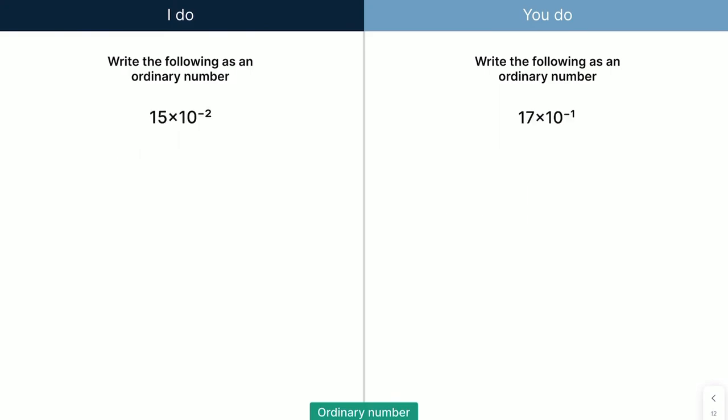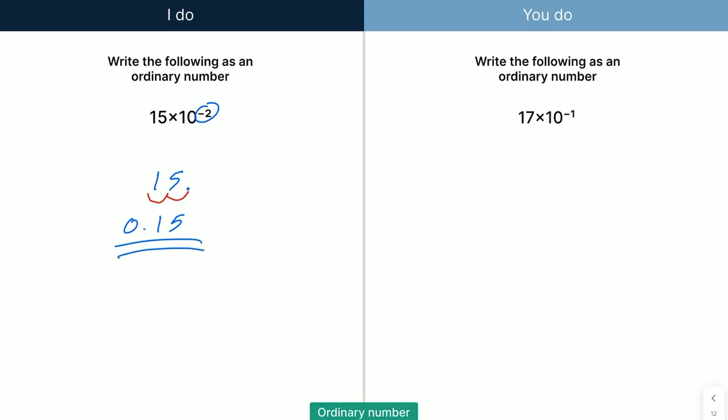Now, when you have negative indices, you do the exact same thing, but instead of hopping to the right, you hop to the left. So we have 15. Remember, the decimal in 15 is there. We're going to hop 2 to the left. We go 1, 2. So the decimal ends up there. So the final answer then becomes 0.15. That is the final answer.